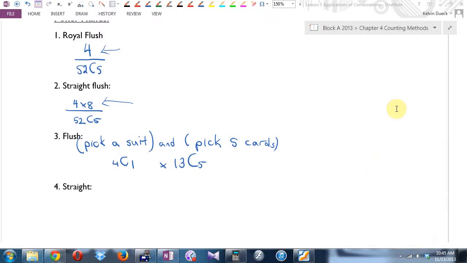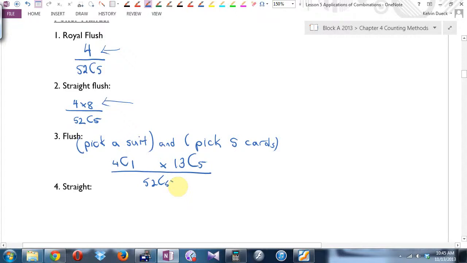Okay, so pick a suit, pick 5 cards, and you would then divide that by 52 choose 5. Now that includes the royal flush and the straight flush. If you wanted to, you would subtract 4 and subtract 32 and put that number on top. So instead of 4 choose 1 times 13 choose 5, you'd go 4 times 1 times 13 choose 5 minus 36, divided by 52 choose 5.